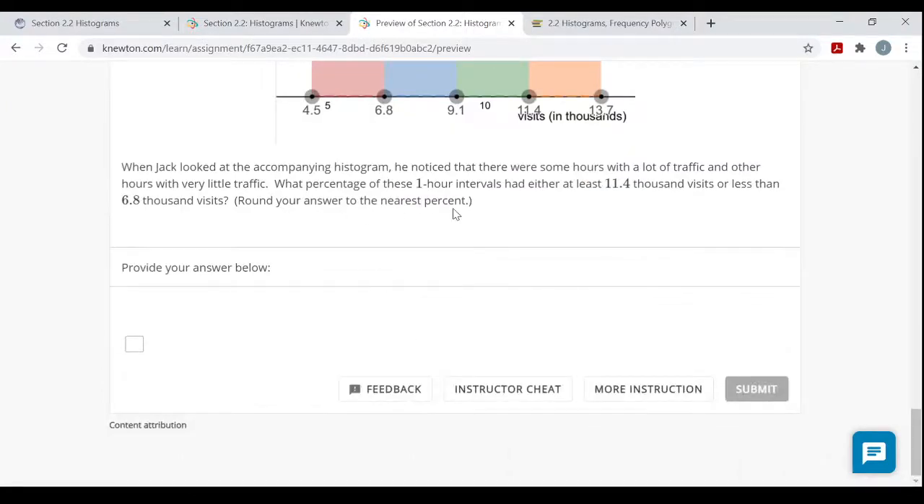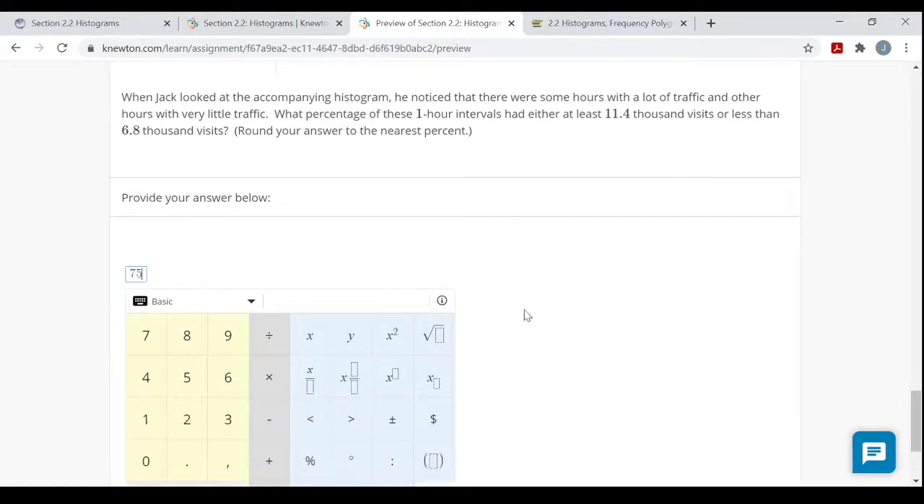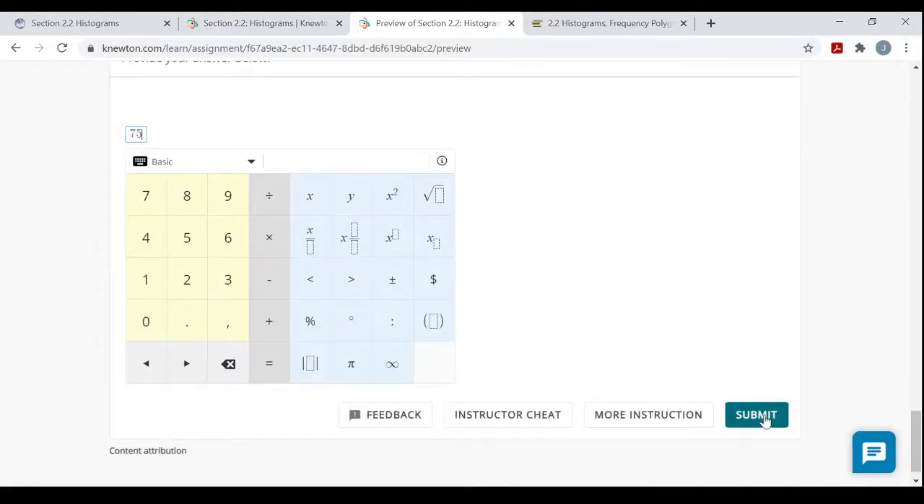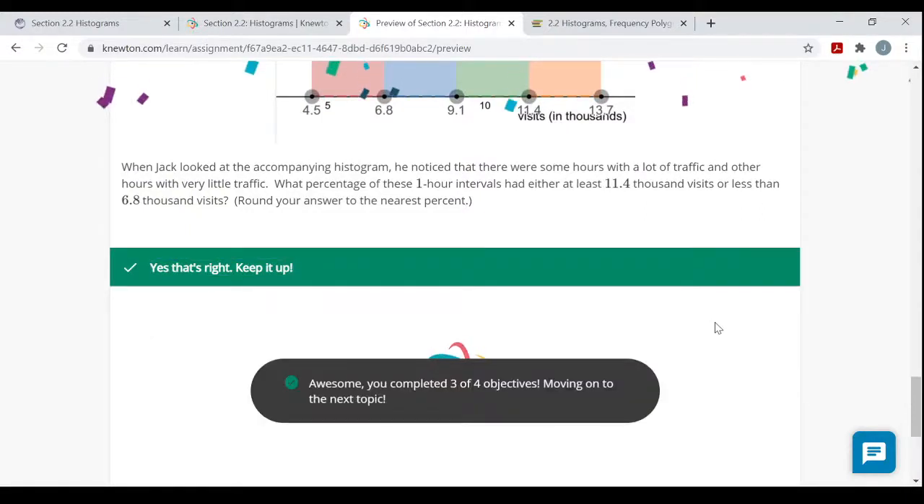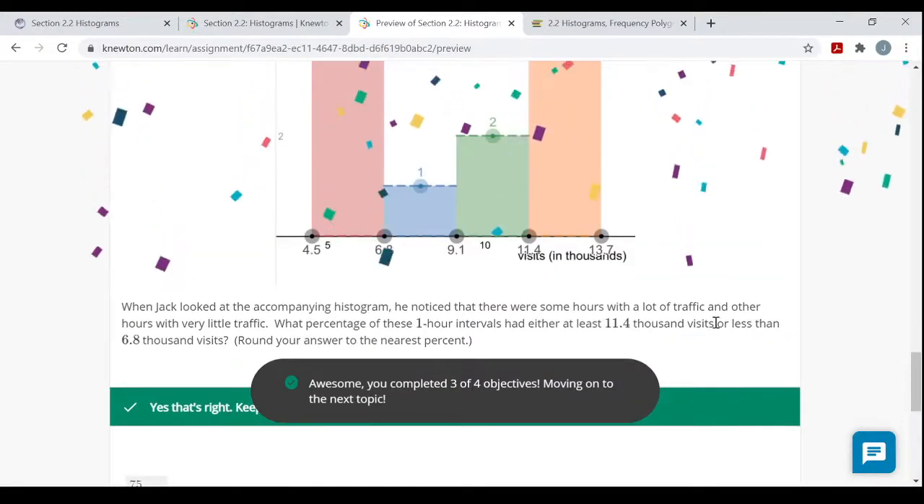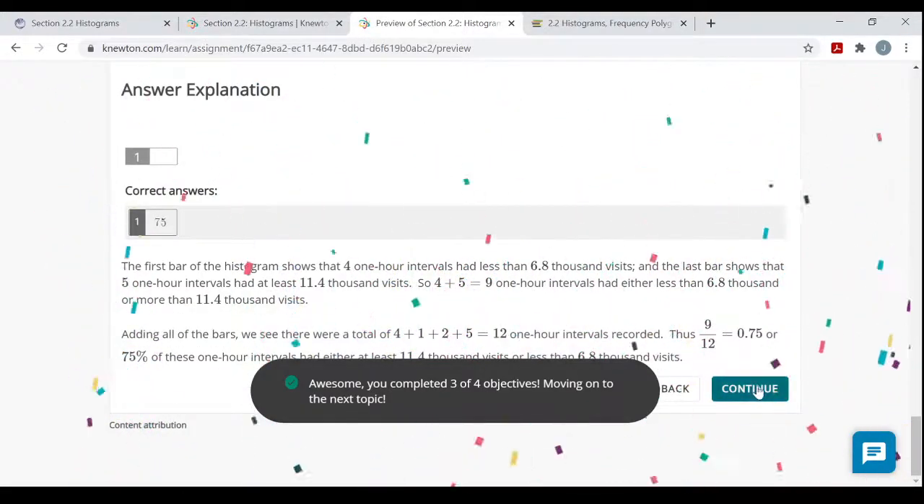Now, to the nearest percent, 9 out of 12 is 3/4. That's 75%, right? And they just said put your answer below. I don't know, they didn't say anything about not writing a percentage. But they asked what percentage, so I'm just going to put 75 and see if that's okay. Yeah, so they didn't need the percent sign there. But if you're counting percentage, you've got to calculate the total. It's like relative frequencies.